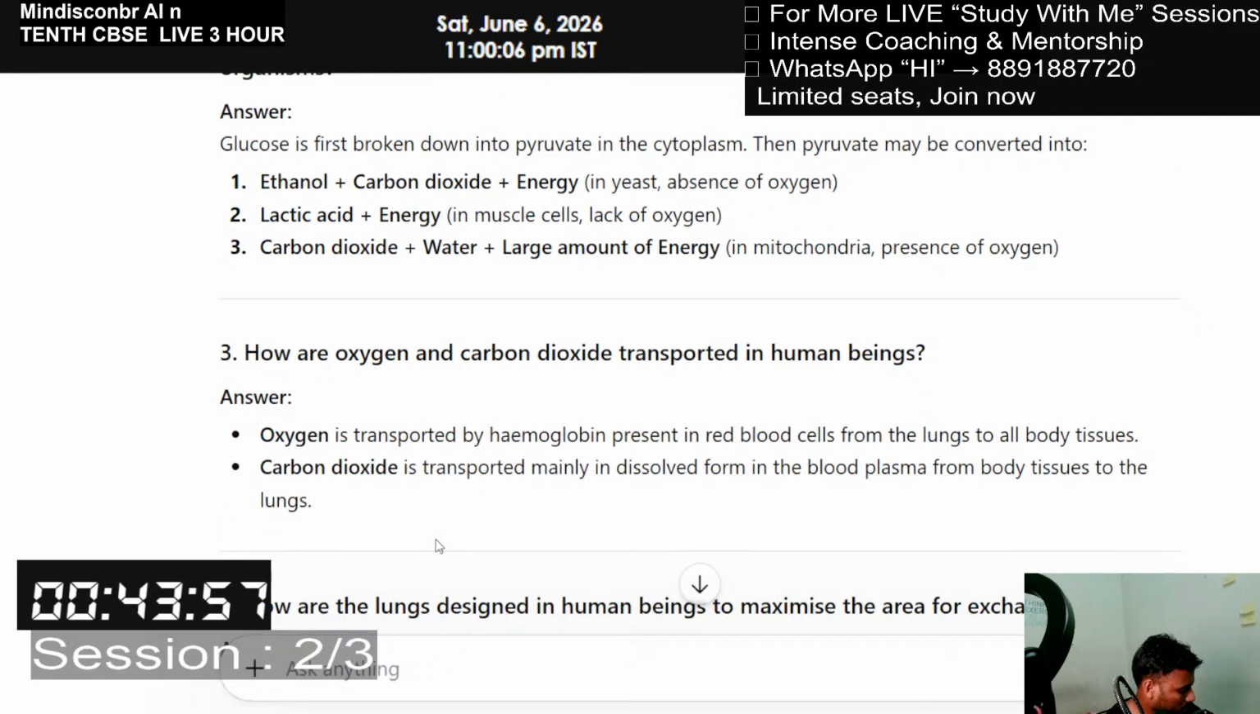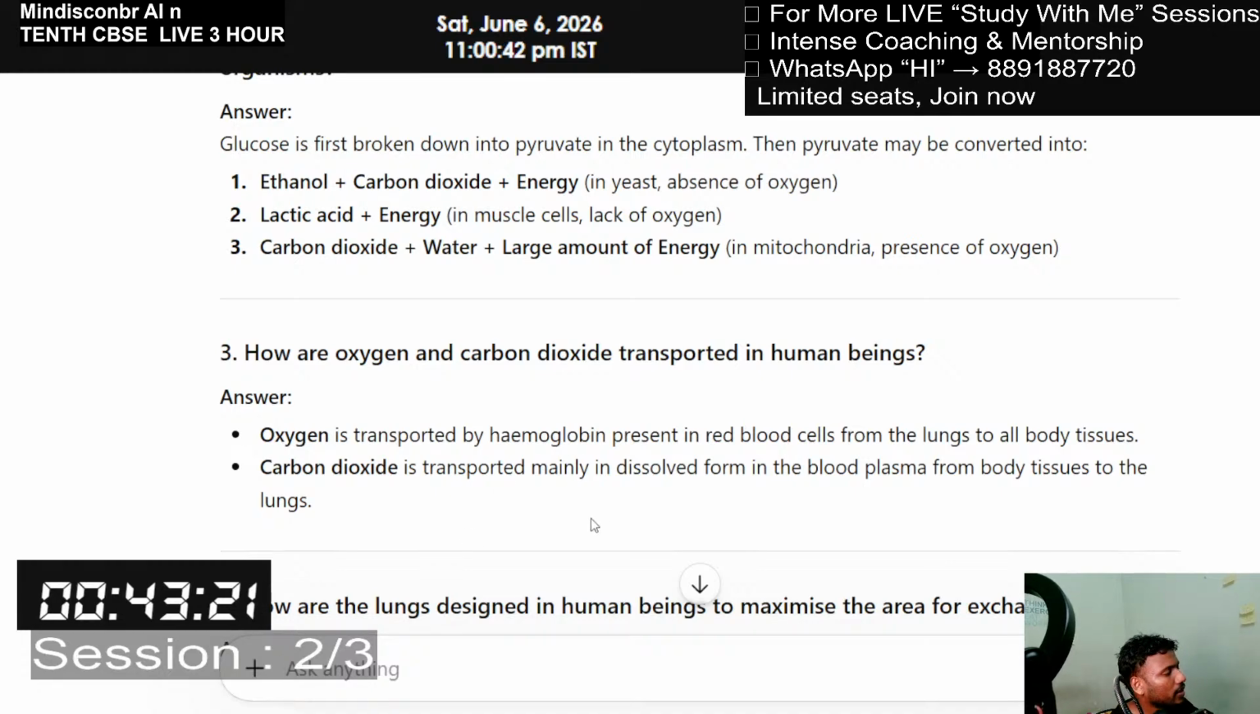How are oxygen and carbon dioxide transported in human beings? Oxygen enters the nostrils, windpipe, trachea, bronchioles, alveolar sacs, blood to cells, and from there carbon dioxide goes from cells to blood to alveolus to bronchioles to bronchi to trachea to windpipe to nostrils to atmospheric air.